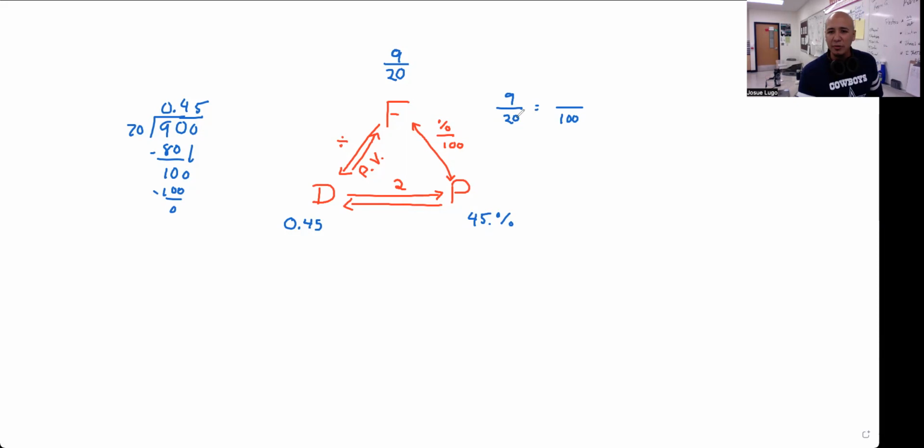So 9, how do I go from 20 to 100? Well, I multiply this by 5. And if I do that to the denominator, I need to multiply the numerator by 5. So 9 times 5 is 45. 45 per 100 is 45%. So we're back to 45%.